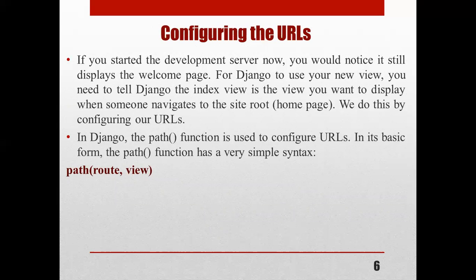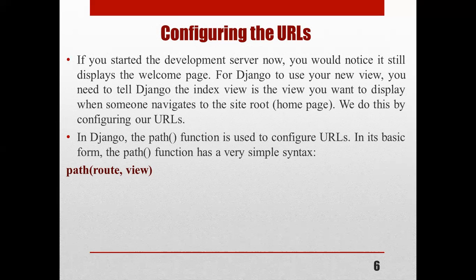The next file is urls.py, so we will see configuring the URLs. Whenever we start the development server now, you will notice it still displays the welcome page. For Django to use your new view, you need to tell Django the index view you want to display when someone navigates to the site or the home page. We can do this by configuring the URLs.